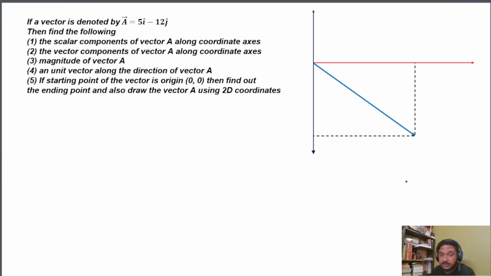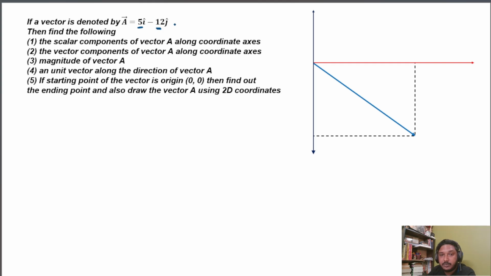Now let us solve a numerical on this one. The question is, if a vector is denoted by 5 i cap minus 12 j cap. So here we are having a negative sign. Then find the following, the scalar component. It's very similar to the previous problem, but first let us draw this. You can see one of the components is positive, another component is negative.